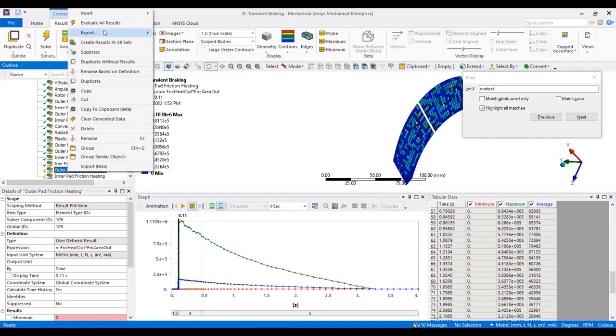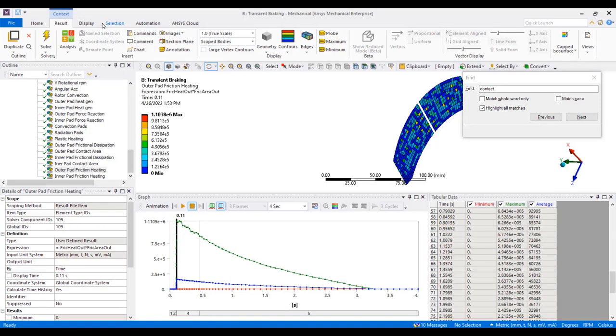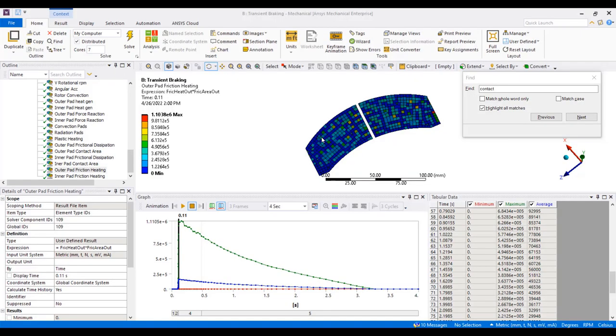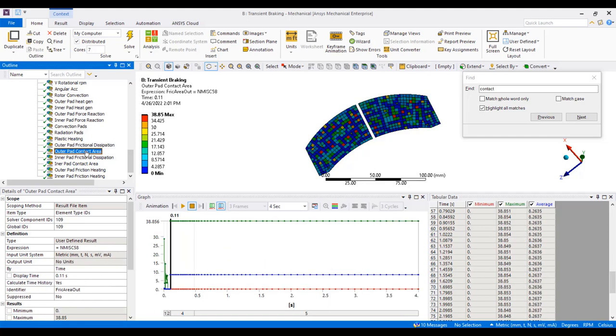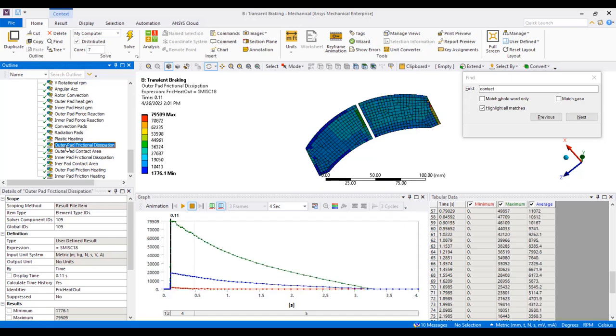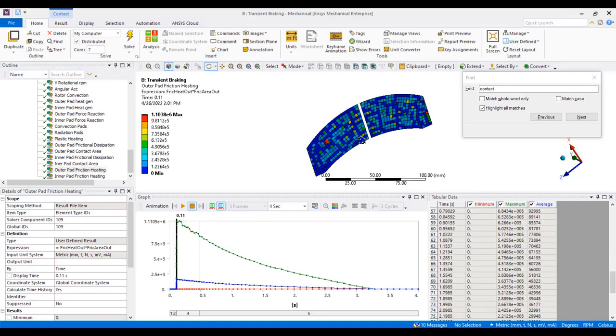Now, let's evaluate and look at our results. We're going to look at 0.11 seconds, which is the moment of time when we have full force applied on the brake pads. The values here are dependent on the values from our previous two components, where we've used a unit system of millimeters tons. Therefore, our contact area is in millimeters squared, and our frictional dissipation is in watts per millimeter squared. Therefore, we get a wattage output per contact element here at the frictional surface.